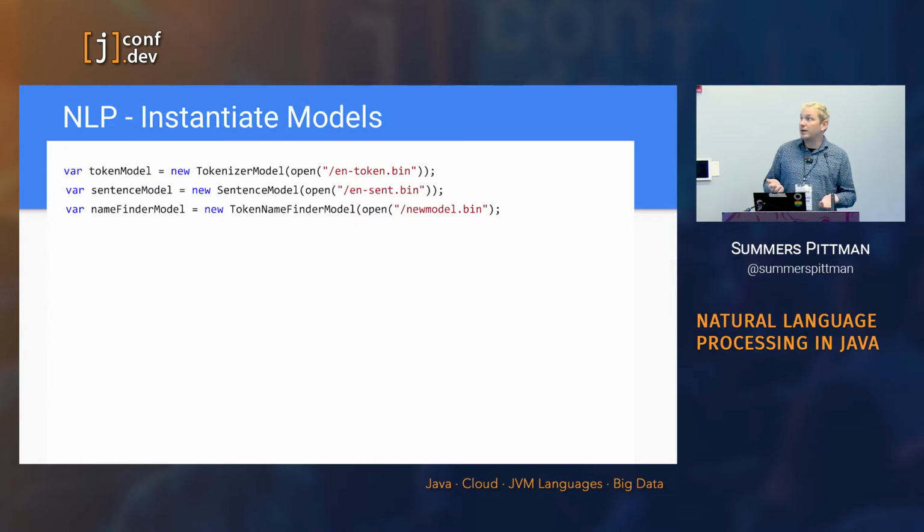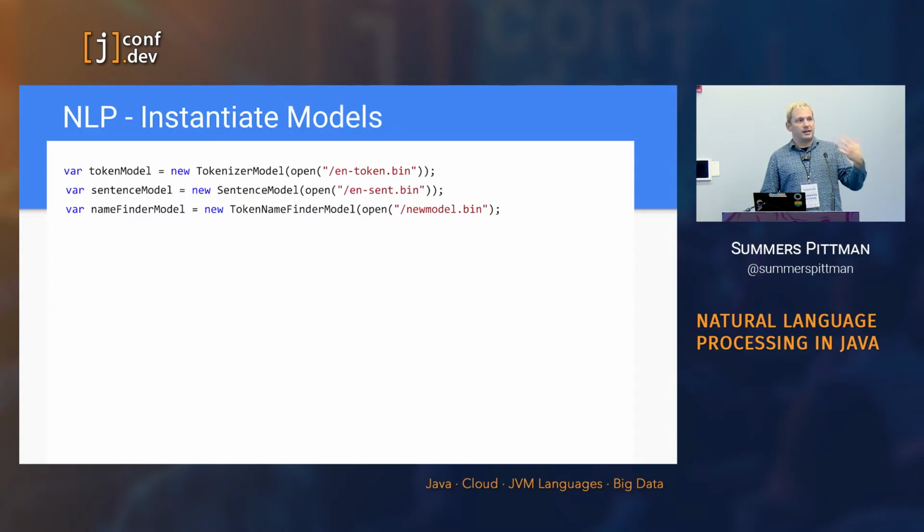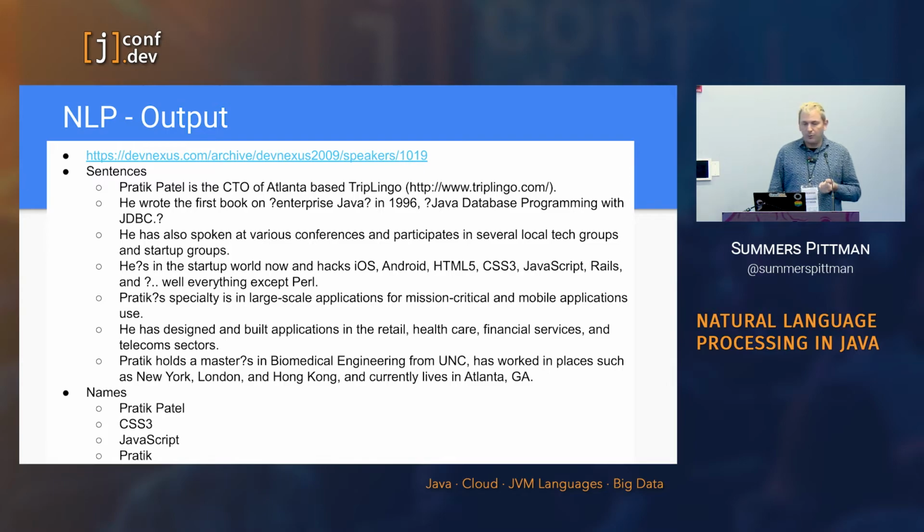The way you use the model you just trained is the same way you use the model they gave you. You instantiate the model using their APIs, and then you run the name finder again. And so let's see what happens when we run our new model against the text that we wrote just now. So we see that it correctly identifies the sentences, which we thought it would because it correctly identified it before, and we didn't change that model. And what's even better is it found Pratik Patel as a name, and it found Pratik as a name.